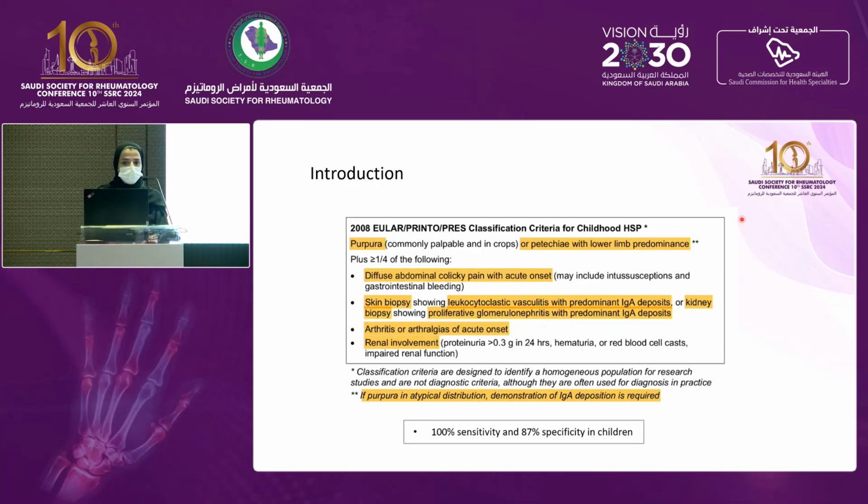So this is the IgA vasculitis criteria that all of us know. First, you need the purpura or petechiae, usually involving the lower limbs, which is a mandatory criterion, in addition to at least one of the following: GI manifestations, MSK manifestations, renal involvement, as well as the evidence of leukocytoclastic vasculitis with a predominant IgA deposit, either by skin biopsy or renal biopsy. And of course, whenever we have atypical purpura, we need to go for the skin biopsy to show the IgA deposit.